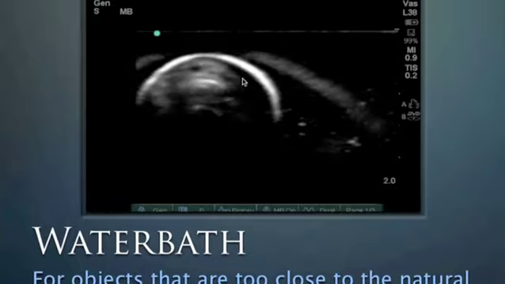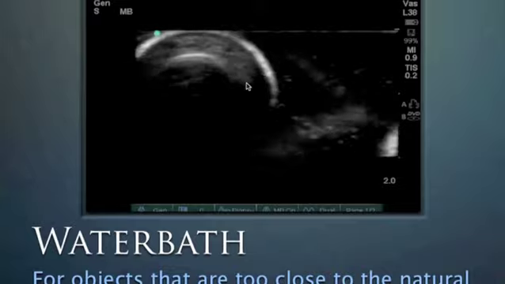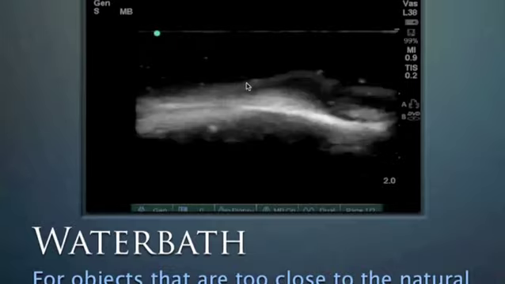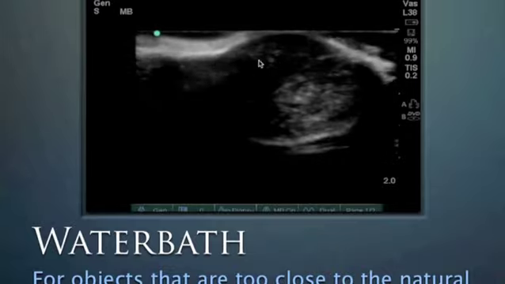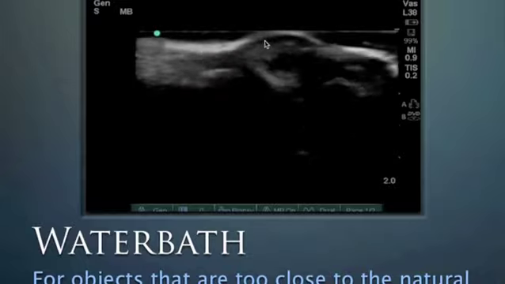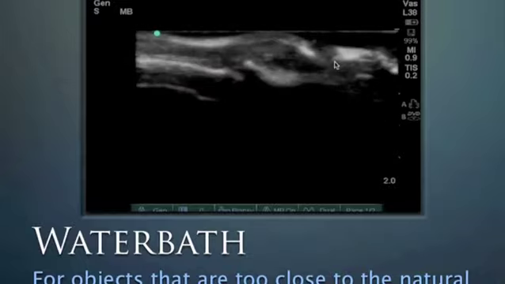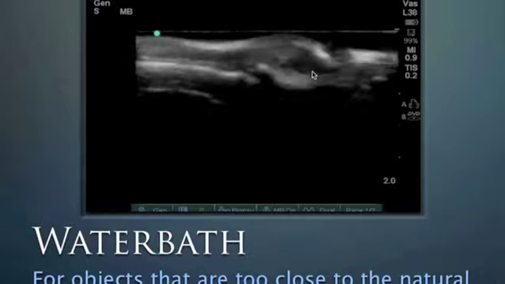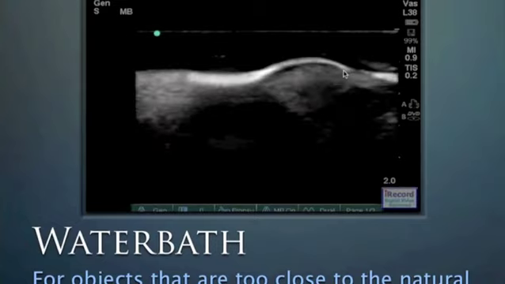We see this area here that's hypoechoic in the short axis, and then once we move into the long axis, we can see this area all under here, just right up to the nail. There's a nail bed right in there, and then the paronychia that's adjacent to it.